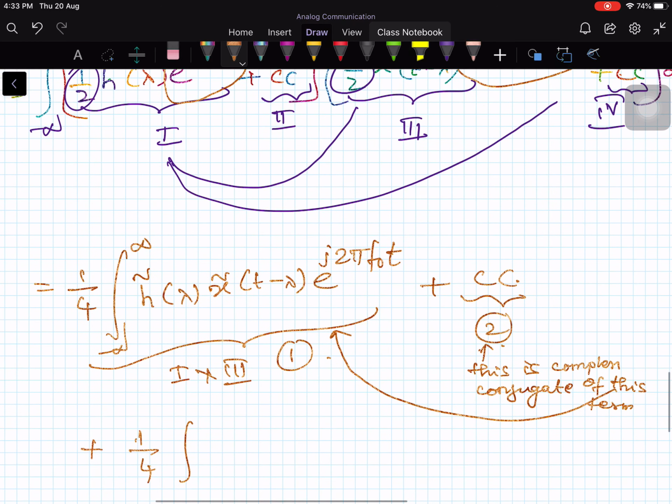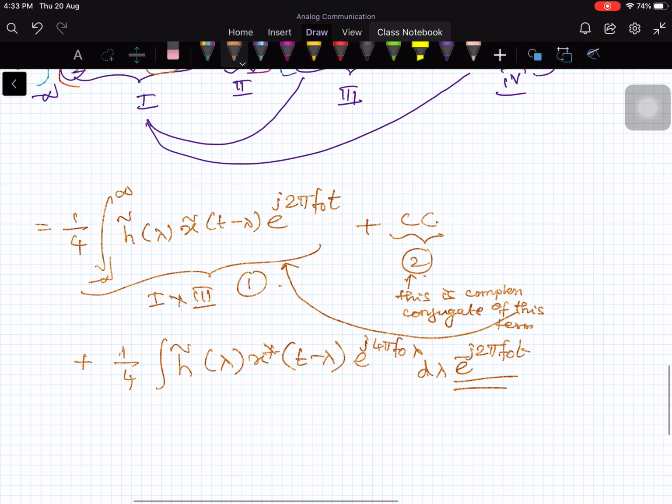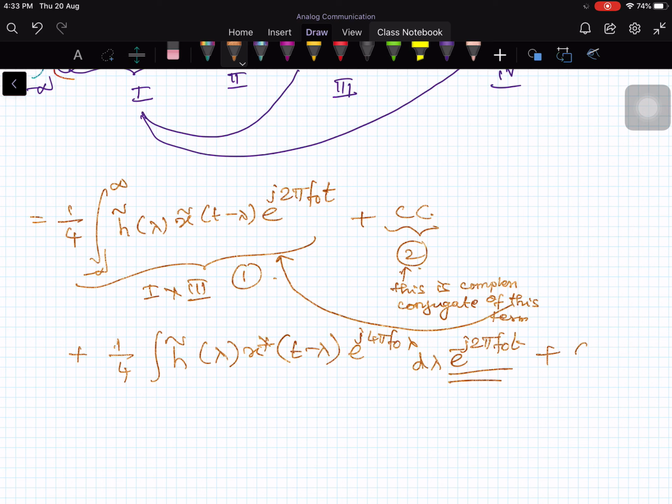maybe I'll compress so that you can see 1 and 4. Then h tilde of lambda times x conjugate of t minus lambda e to the power of j 4 pi f naught lambda times d lambda, plus e to the minus j 2 pi f naught t, because it is a constant. You are doing the integration with respect to lambda, plus the complex conjugate of this. Sorry. Complex conjugate.